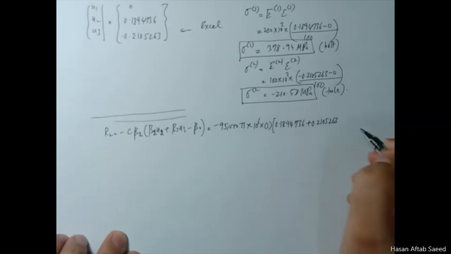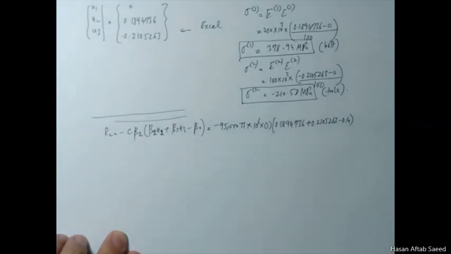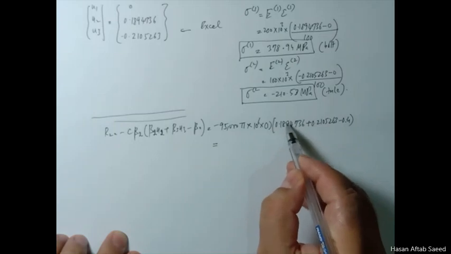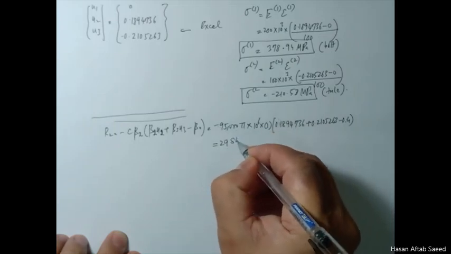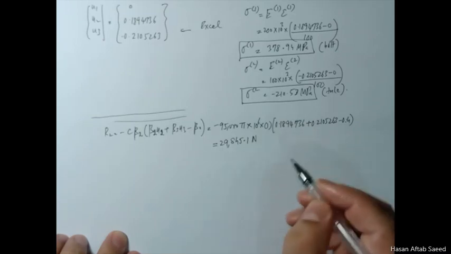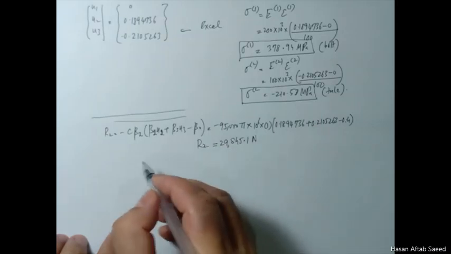2105263 minus 0.4. This is the value of beta naught. And this is slightly less than 0.4. This comes negative, negative, and negative, positive. So you get 29845.1 newtons. This is the reaction force R2.